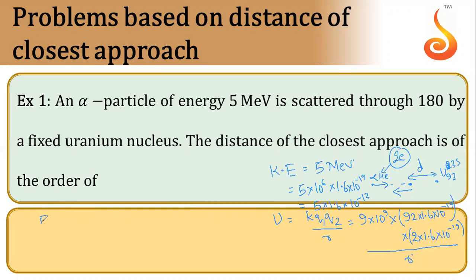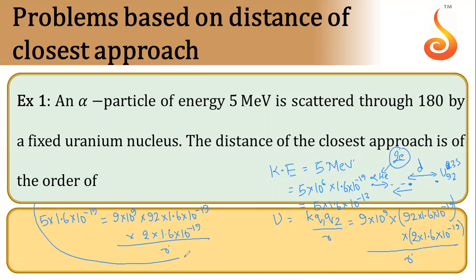So the kinetic energy, that is 5 into 1.6 into 10 raised to power minus 13, is equal to 9 into 10 raised to power 9 into 92 into 2 into 1.6 into 10 raised to power minus 19 divided by R. So on solving this equation, you will get the value of R, and the value of R will come as 5.23 into 10 raised to power minus 12 centimeter.